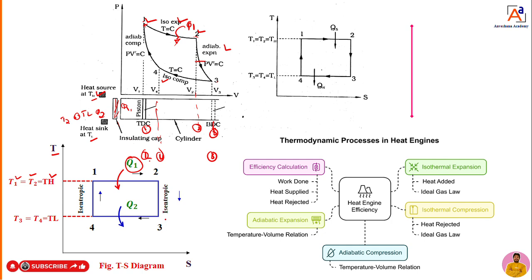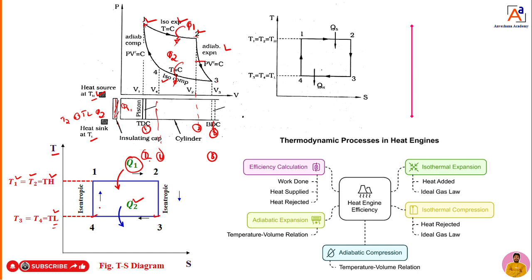Now from 3 to 4 you can see here, dear students, the heat is getting rejected. That heat rejection is represented as Q2, from point 3 to 4. The temperatures at point 4 and point 3 are less compared to the temperatures T2 and T1, hence T3 equal to T4, that is equal to TL, the lowest temperature. This is how the Carnot engine actually works.